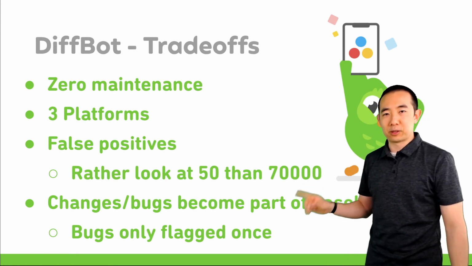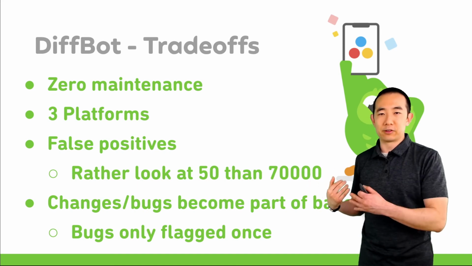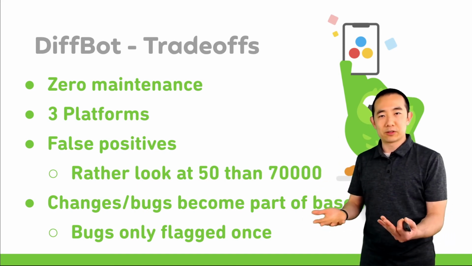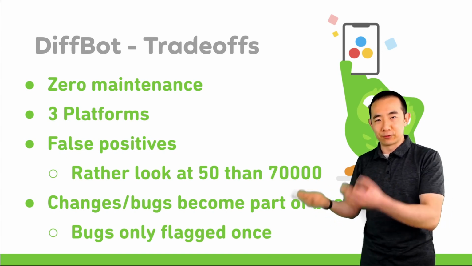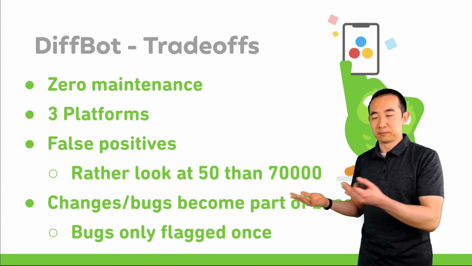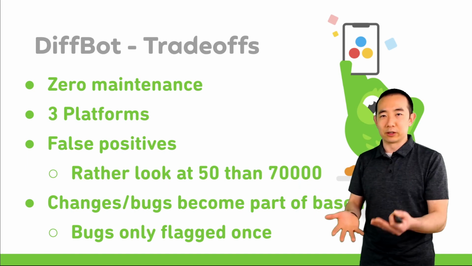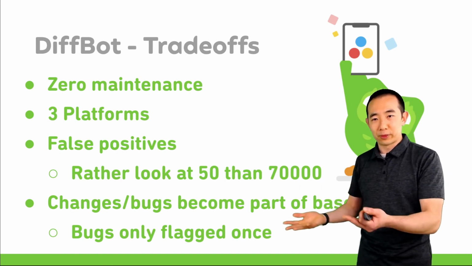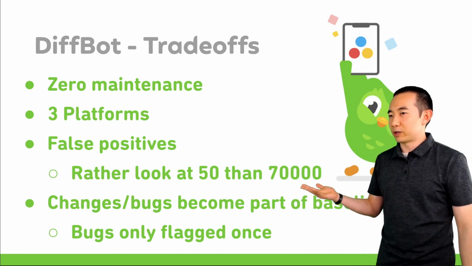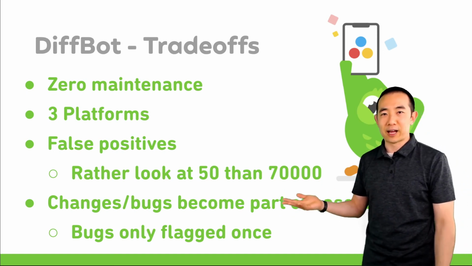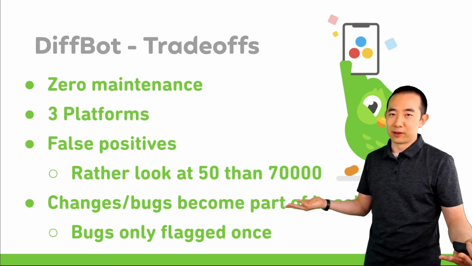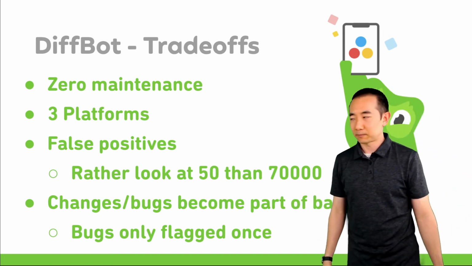There's a concern about false positives. For example, in the previous example with the speech bubble moving up, that can be interpreted in some ways as a false positive because it is a difference that's being correctly flagged, but it's not a bug, so to speak. So it could be considered a false positive and we don't want those. On the other hand, I'd rather look at 50 DiffBot flagged images than all 70,000 every week. So I think it's okay to have some false positives.